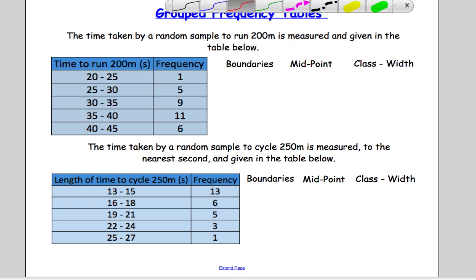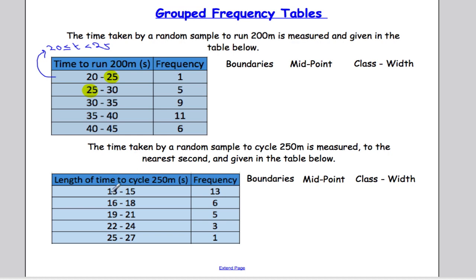Now if you look at this table here, you might think, oh, you've done something wrong because they seem to overlap. And it's not the case that there's a mistake here. All this means, 20 to 25, means it could be as low as 20, could be less than or equal to the time, call it t, but it's definitely less than 25. So 20 less than or equal to t, less than 25.